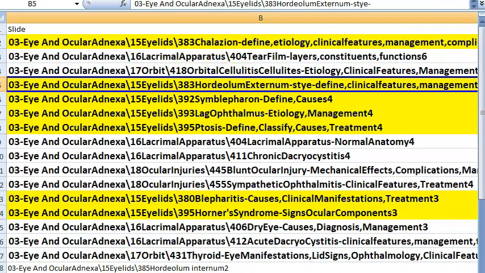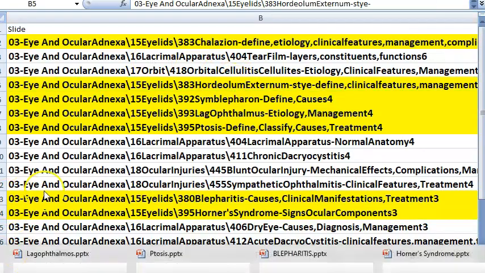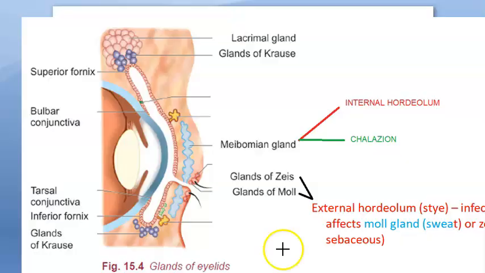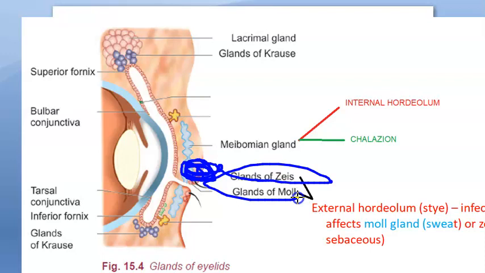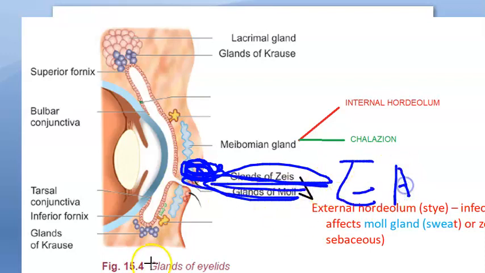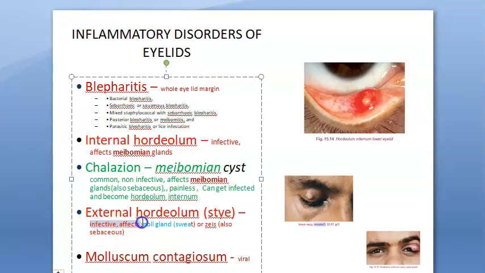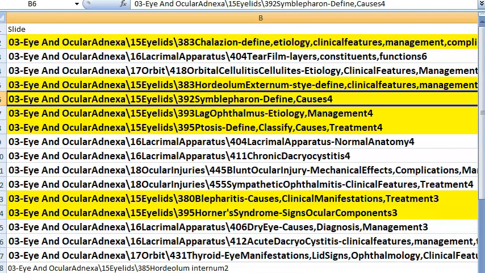Then they're asking about external hordeolum. External hordeolum means somewhere here you will have a problem. The gland of Zeis is also a sebaceous gland, so this will become external hordeolum. This is infective, there will be an organism, and pain also. Chalazion was painless.